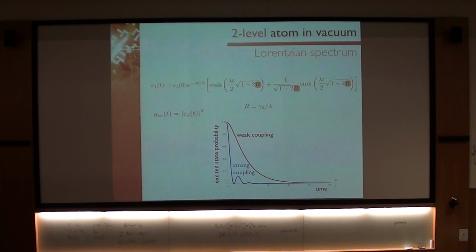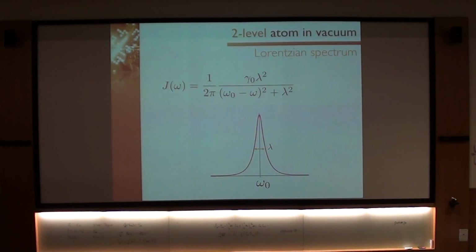And then it's defined in terms of these hyperbolic sine and cosine functions, which in turn depend on this quantity R. Okay? This quantity R is the ratio between gamma naught and lambda. Gamma naught, if you remember the expression of the spectral density, is in front of the spectral density, and it's like an overall coupling constant. The bigger gamma naught is, the stronger the coupling to the atom. So you have this ratio between how strongly coupled the system is to the field, and the width of the Lorentzian.